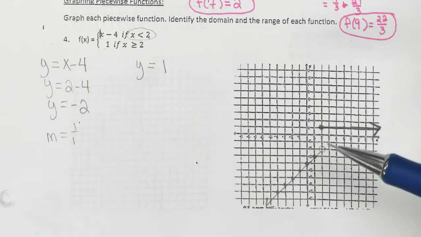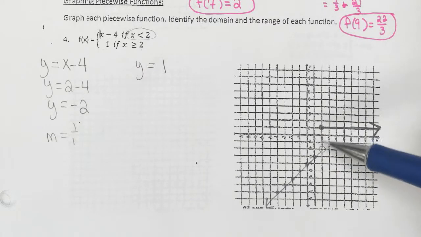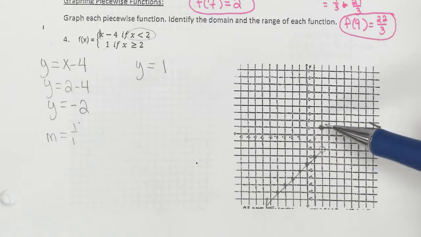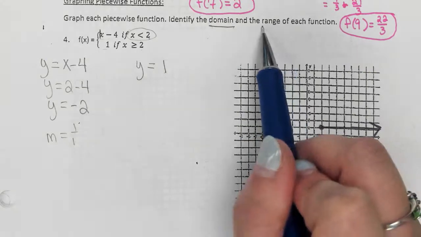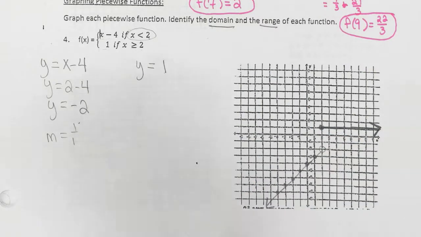Now look, do you see how these dots line up on top of each other? If they don't, you did something wrong. Now we have to identify the domain and range. And we don't have long, guys, so we've got to get going, okay?